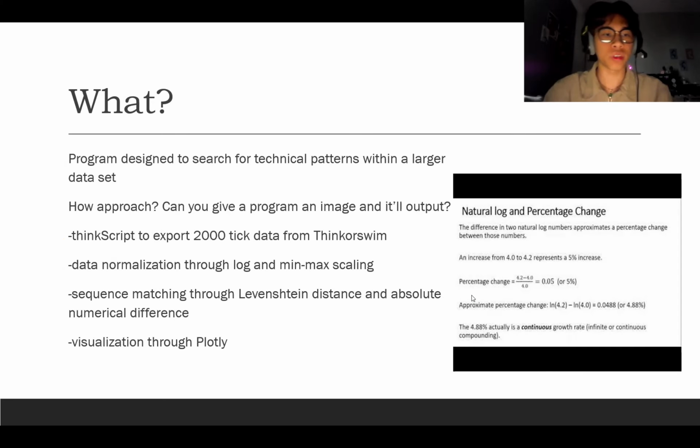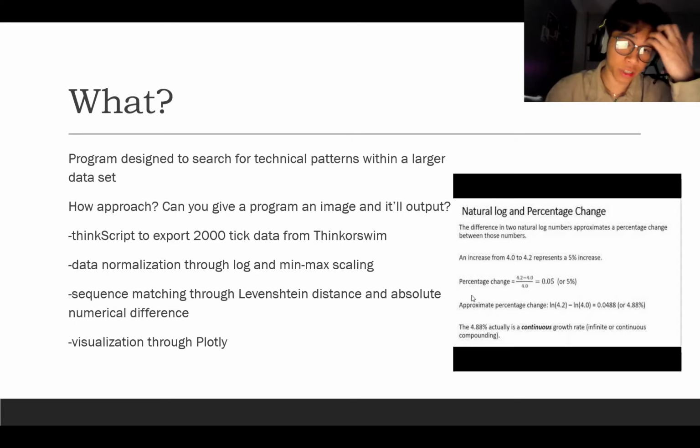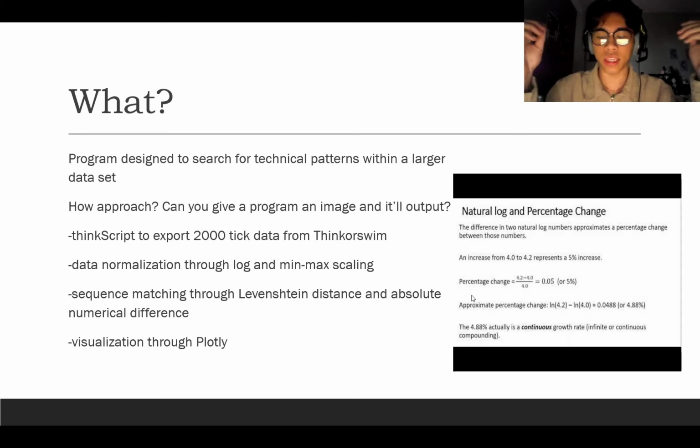So what is Chart Mapper? It's a program designed to search for technical patterns within a larger data set. But how? Can you just give a program an image or a picture of a stock chart and it'll output exactly what you're looking for? Well, I guess you can, but it'll be very computationally expensive. You'd have to implement machine learning. You have to teach the program visually how to identify stock patterns and how to identify the difference between stock patterns. And that's very hard to do.